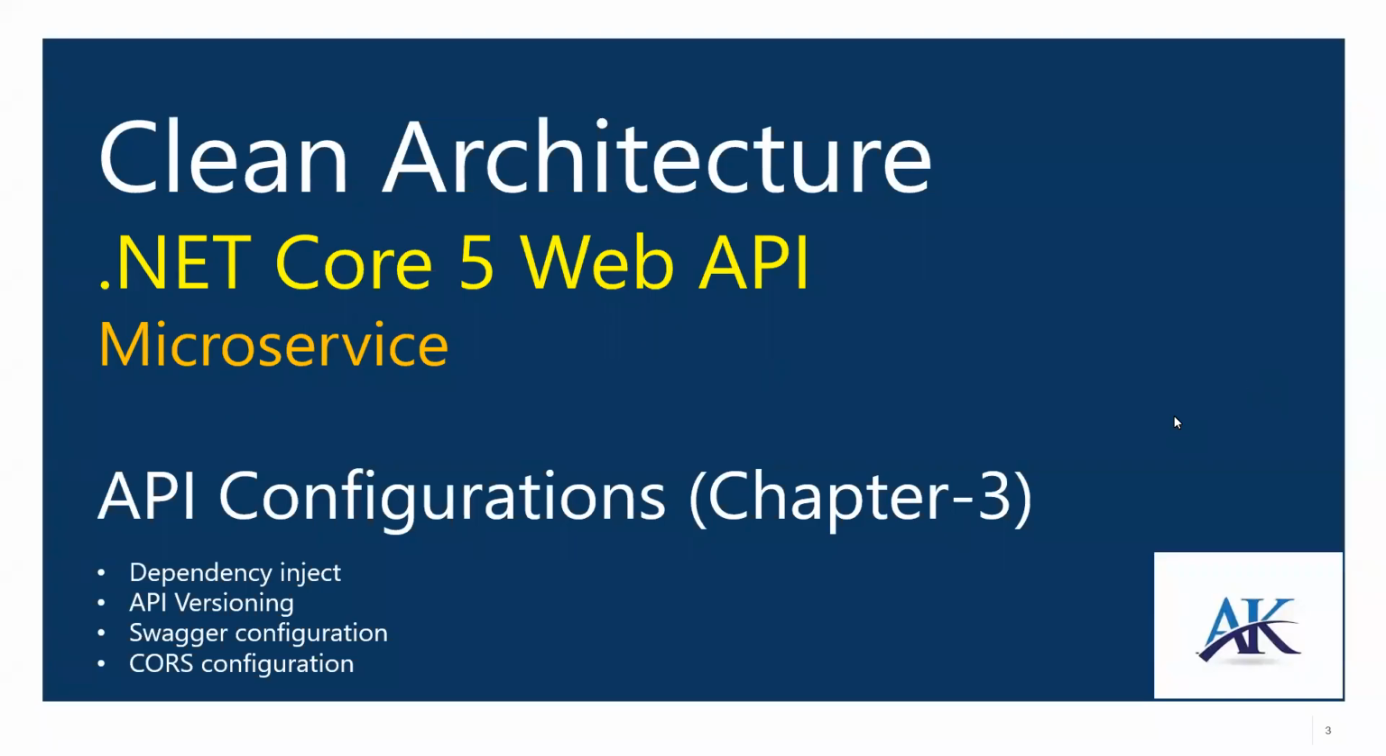This is the third session on the clean architecture, .NET Core 5 Web APIs for microservices. In this course, we are going to discuss the API configuration, especially on dependency injection, API versioning along with Swagger, CORS configuration, logging, exception handling, and some of the configurations in Program.cs or Startup.cs of the .NET Core Web APIs.